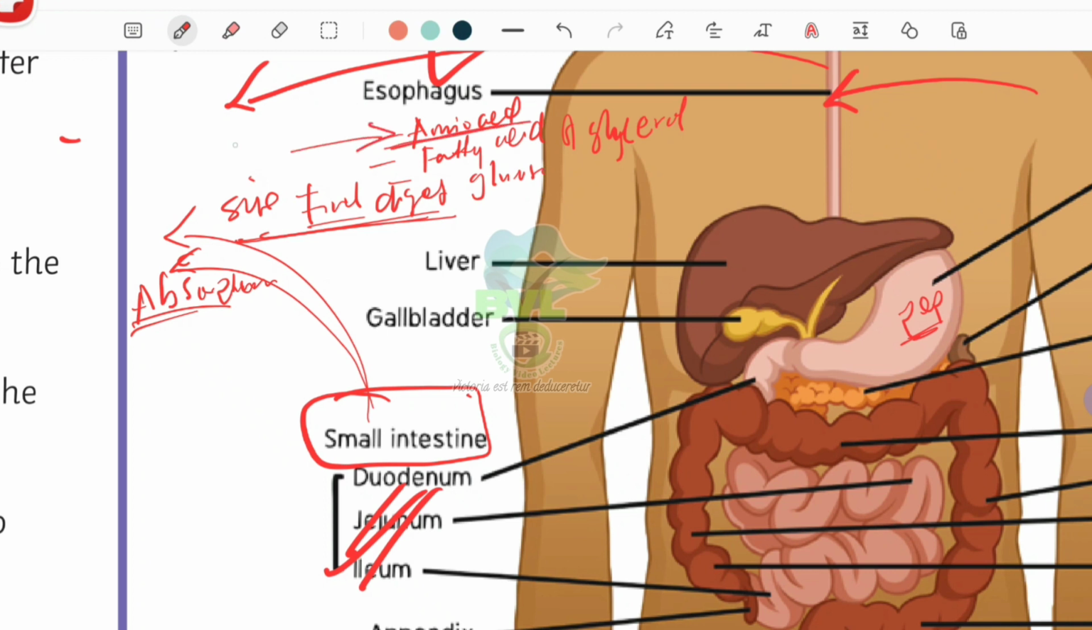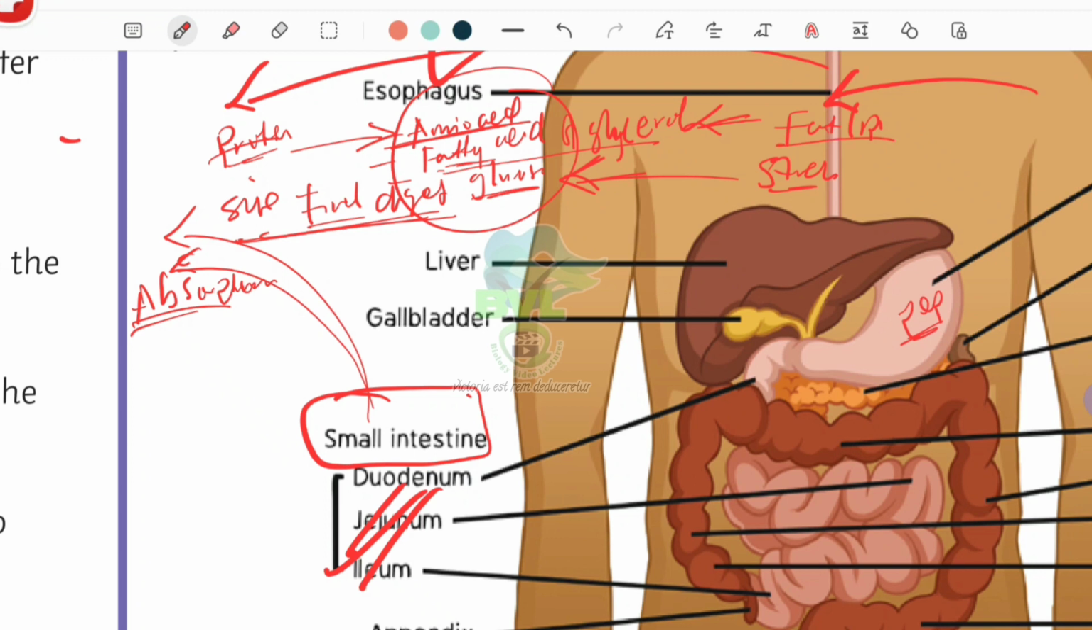Amino acid is the digested form of protein. Fatty acid and glycerol are the digested form of fat or lipids. You should know that, while glucose is the digested form of starch. This is very important. So in your small intestine, you will expect to have these substances: amino acid, fatty acid and glycerol, then glucose. You might want to rewind the video if you have to, to understand things here. Amino acid is from protein, glycerol and fatty acid are from fats and lipids, and glucose is from starch, or carbohydrate. That's what you have in your small intestine.